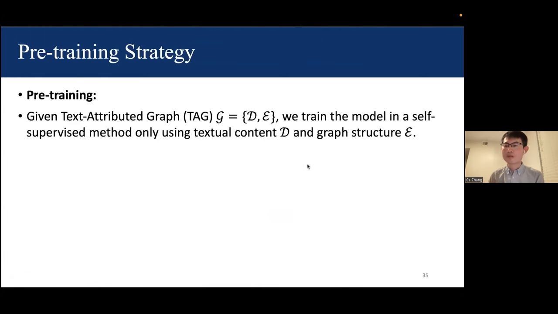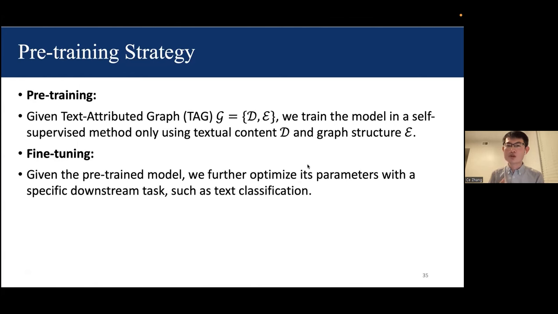So what does pre-training mean? We are given a text attributed graph G. We want to train the model and optimize its parameters in a self-supervised way. We only use two observed data, textual content D and graph structure E. We don't have any other auxiliary data. After pre-training, we can obtain a model with optimized parameters.